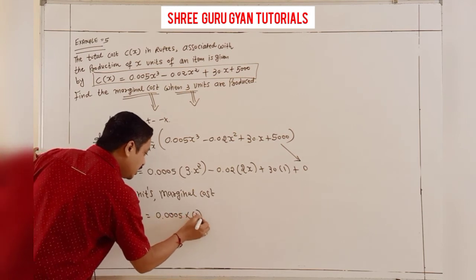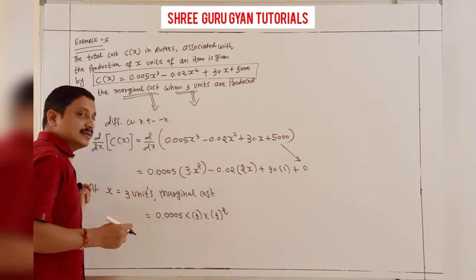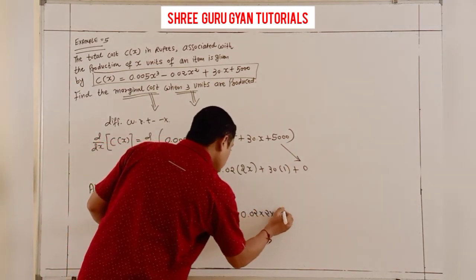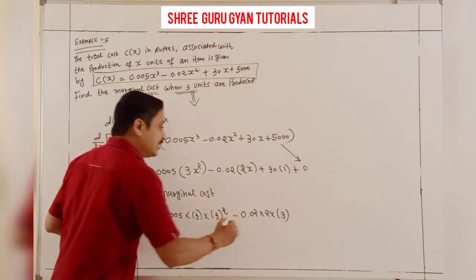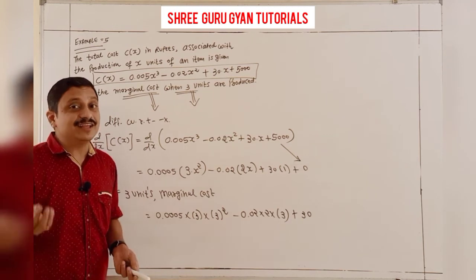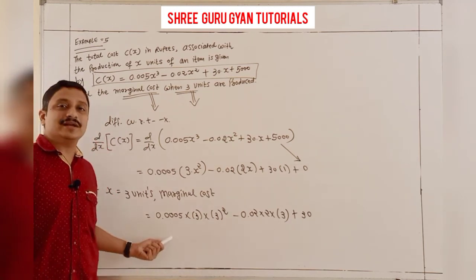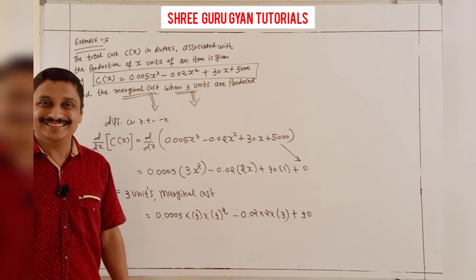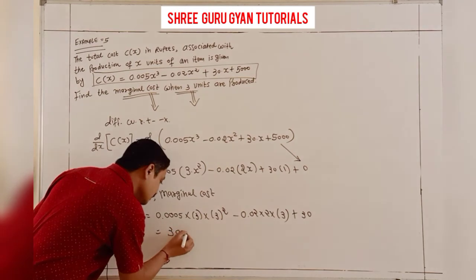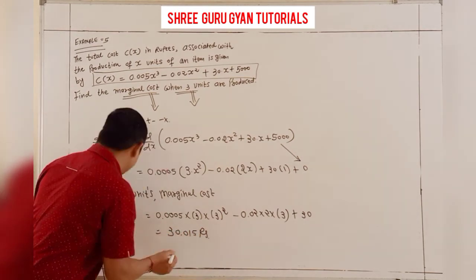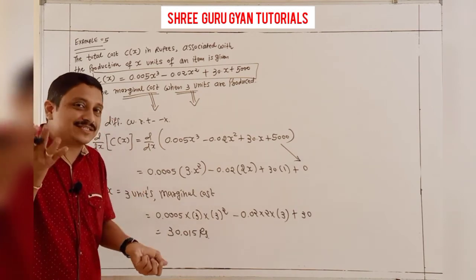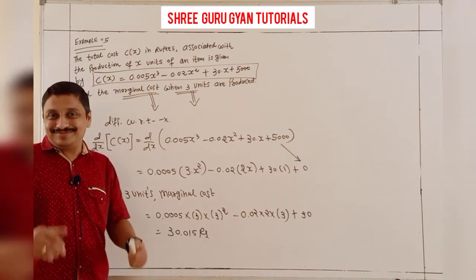0.005 into 3 into 3 square, minus 0.02 into 2 into 3, and here plus 30. After that, utilize calculation. You just calculate your further solution. So using calculation you get the answer 30.015 rupees, and that's finally our marginal cost at x equal to 3. It's a very easy sum.